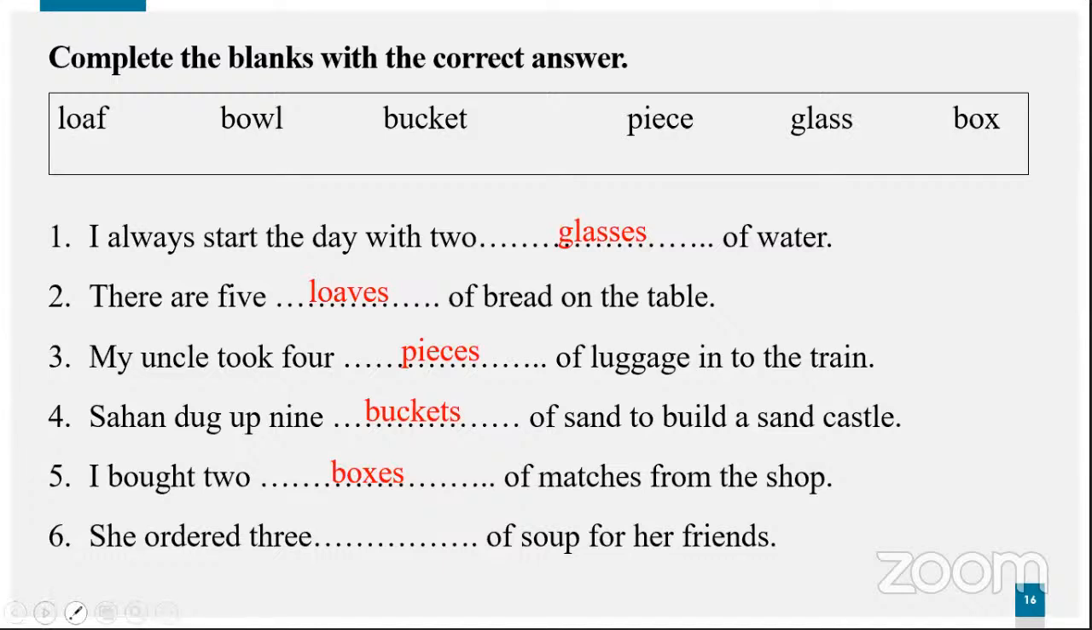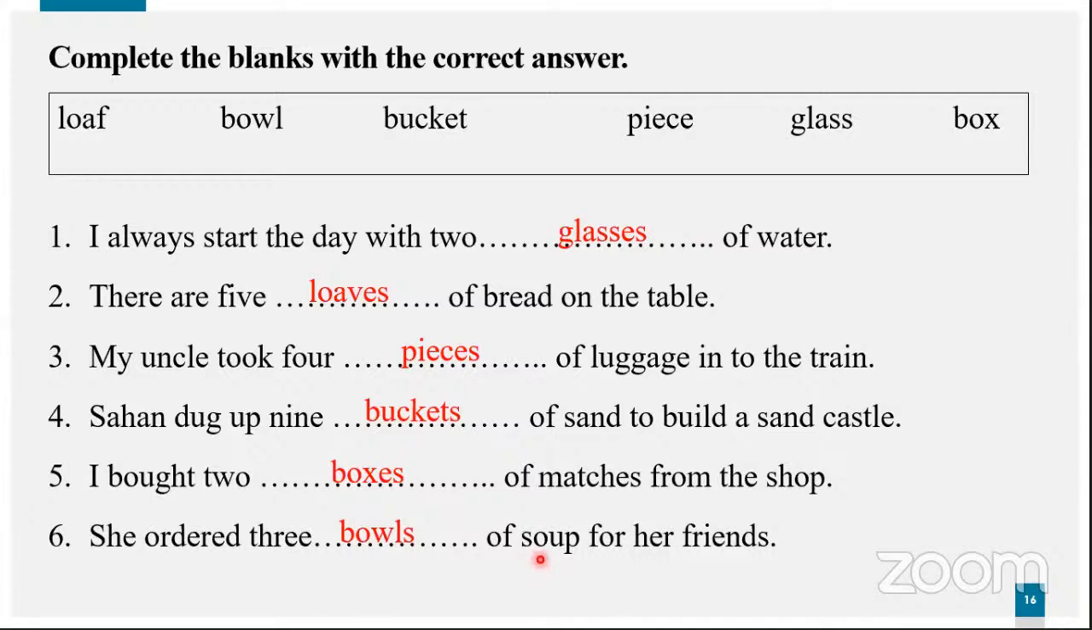Next one, last sentence. She ordered 3 bowls of soup for her friends. So we have to make this word plural, soup bandun tunak, right? 3 bowls, right? That is how we can make these uncountable nouns plural.